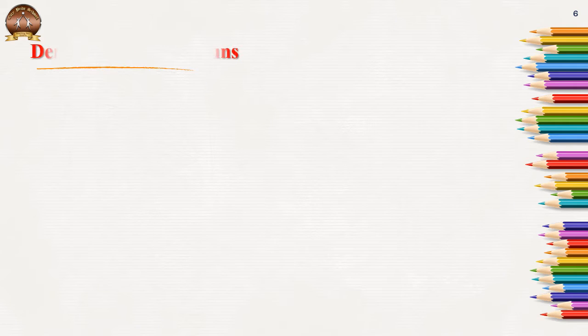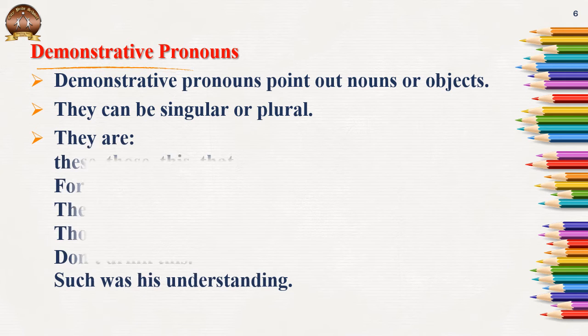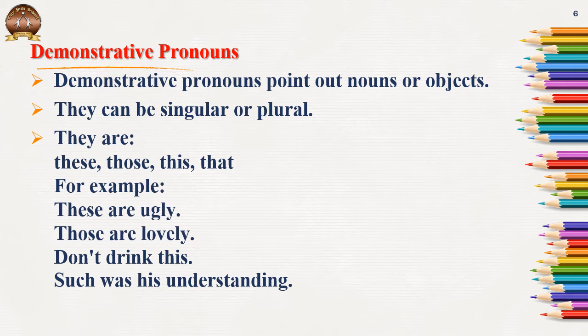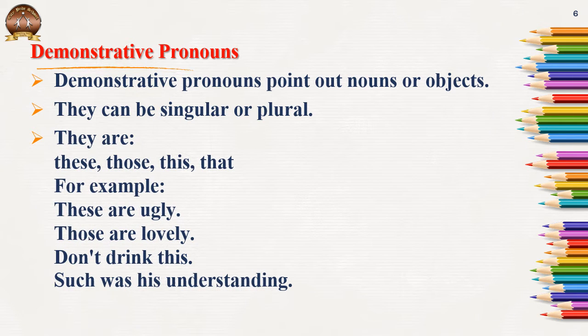Now the next pronoun is demonstrative. They point out nouns or objects. They can be singular or plural. Mostly we use these, those, this and that. And these are the examples. And one more demonstrative pronoun finds a way into our usage, and that is such.